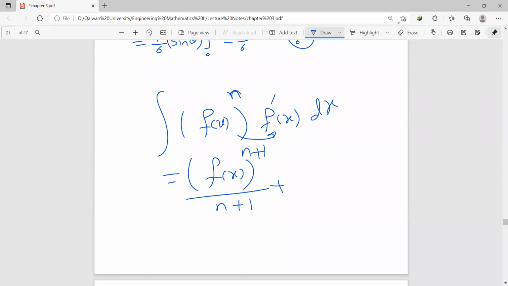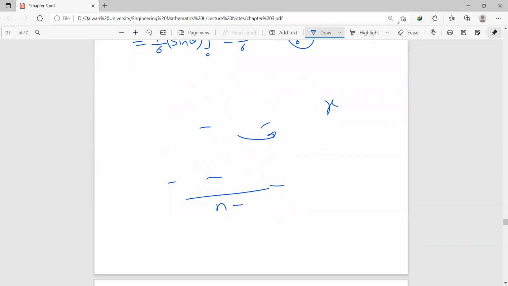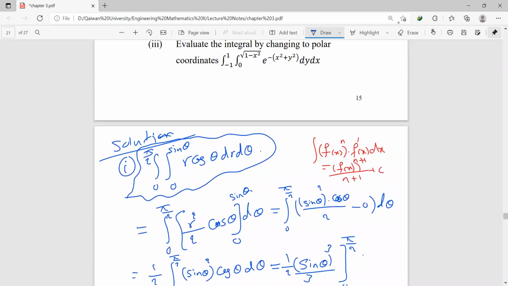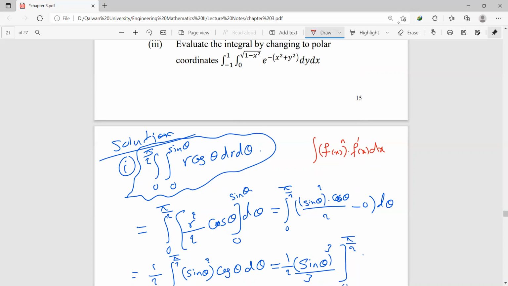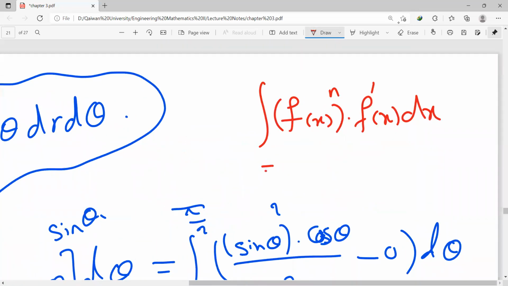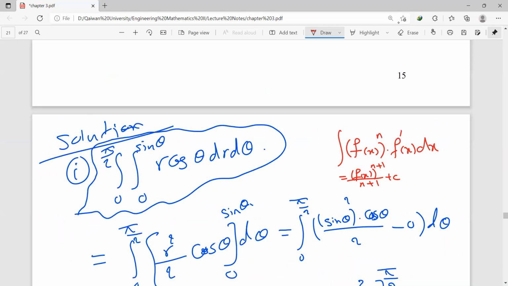I'm going to clean this one. I'm going to write it down here clearly. It's the same. Let me use red color. It equals f of x to the power n plus 1 divided by n plus 1, plus c. I'm going to leave it there.